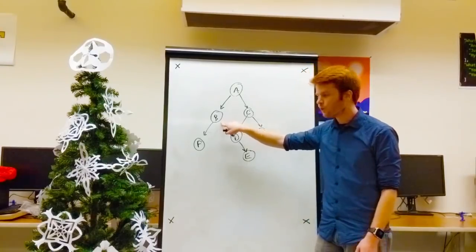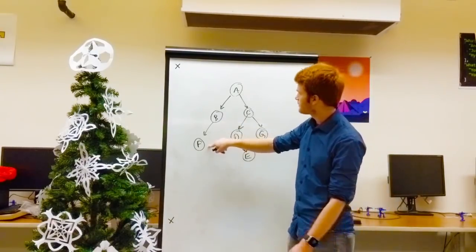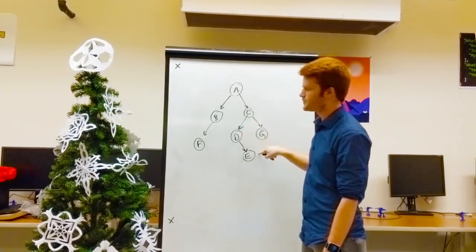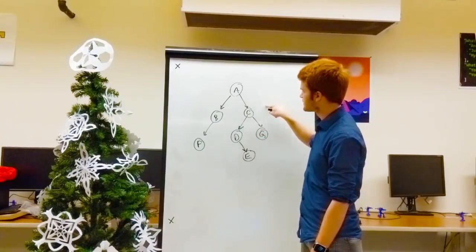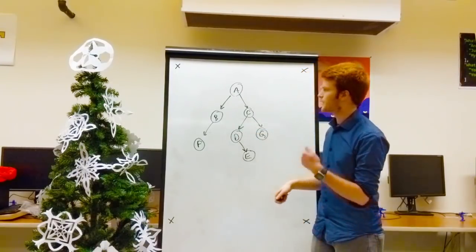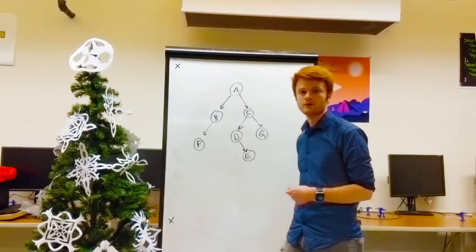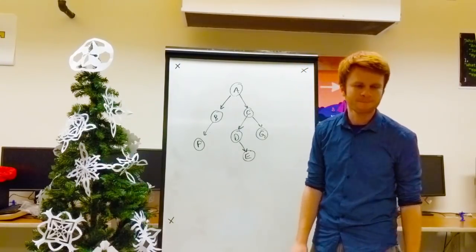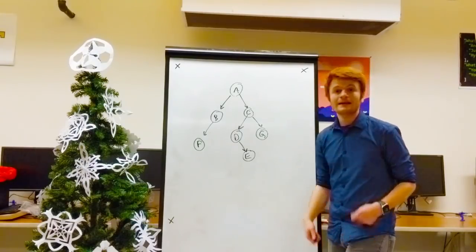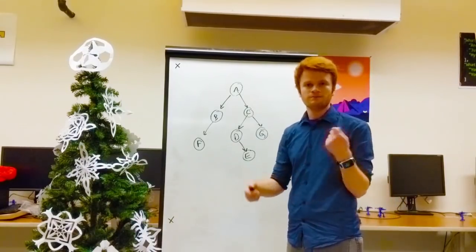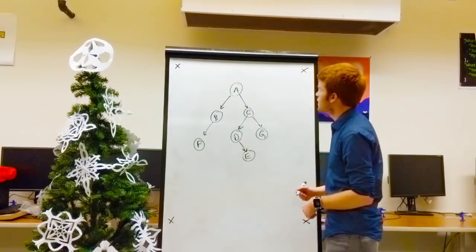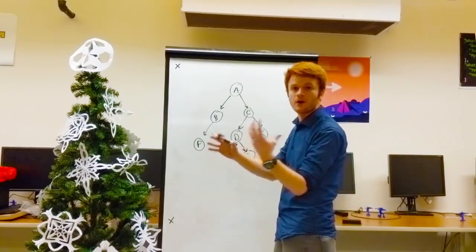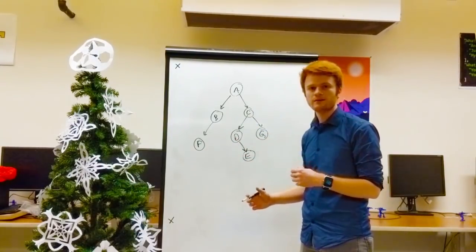The node B has a height of 1. There's the 1 edge to get to F. And the node A has a height of 1, 2, 3. It takes 3 edges to get to E from A, and E is the deepest node in A's subtree. Now, to determine the height of a node, mathematically or in your code, you'll just take the maximum value of the left child or the right child's height and then add 1.